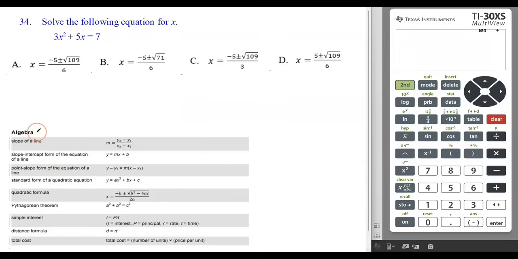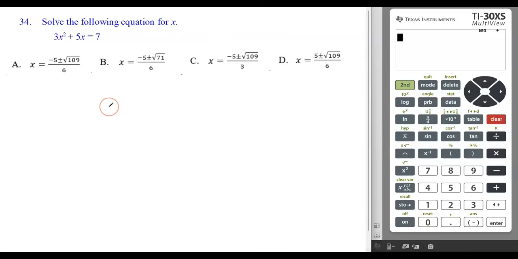This is a snippet of the formula sheet. Under algebra, it says quadratic formula, and it's right here. So you don't need to memorize this. I just want you to become familiar with this sheet. I'm actually going to delete this now.